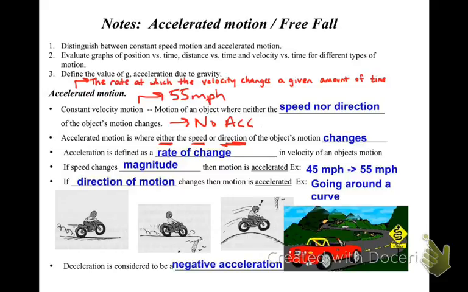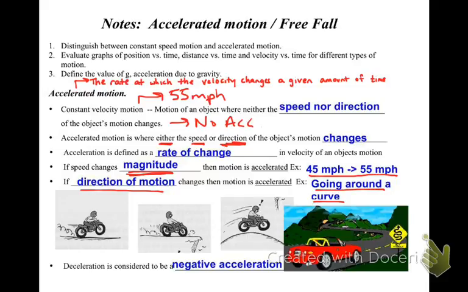If speed changes magnitude, meaning the variable, the value, then the motion is accelerated. So here's our example. If we're going from 45 miles per hour, we're accelerating up to 55 miles per hour. Yes, we're experiencing acceleration. We are changing our velocity. If the direction of motion changes, then the motion is accelerated. So things that you also need to think about. Direction of motion, meaning if we're going in a straight line and we suddenly make a hard left, you kind of feel all these weird forces. Well, that's because you're undergoing accelerated motion. So going around a curve, or if you wanted to do a donut, if you will, that would be accelerated motion.